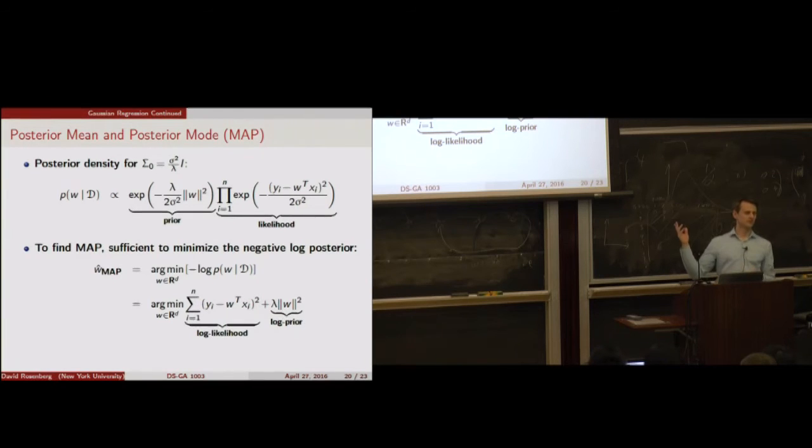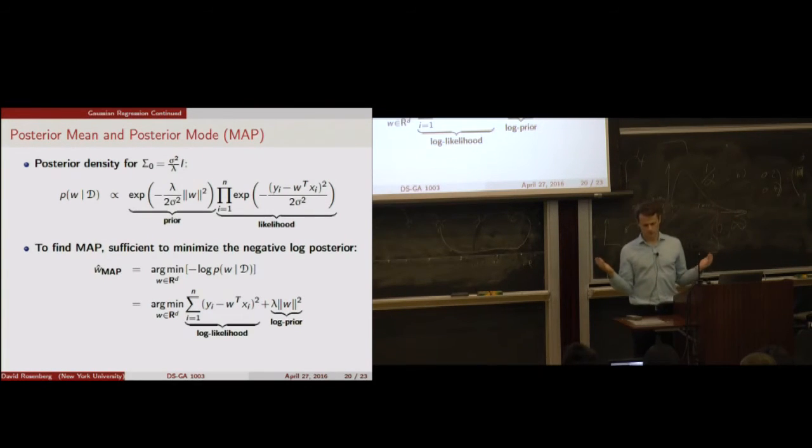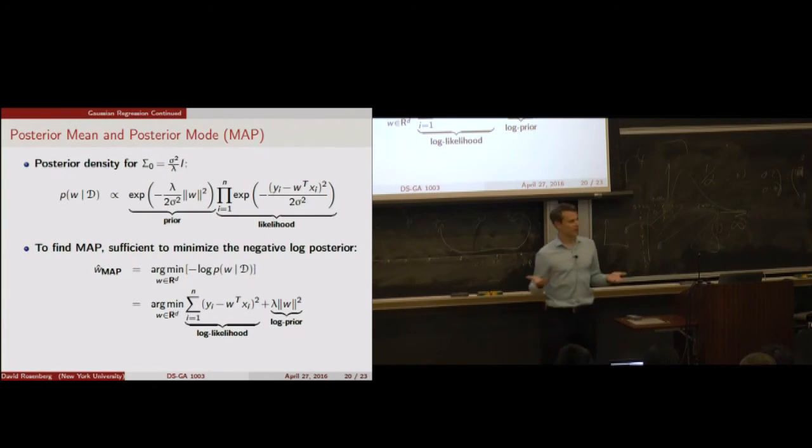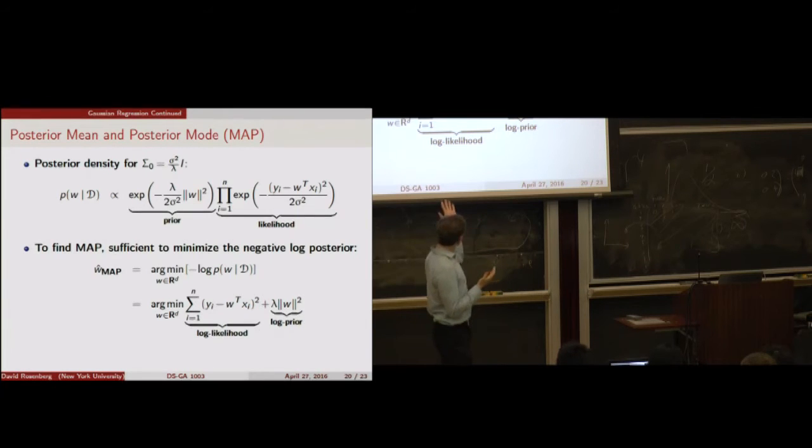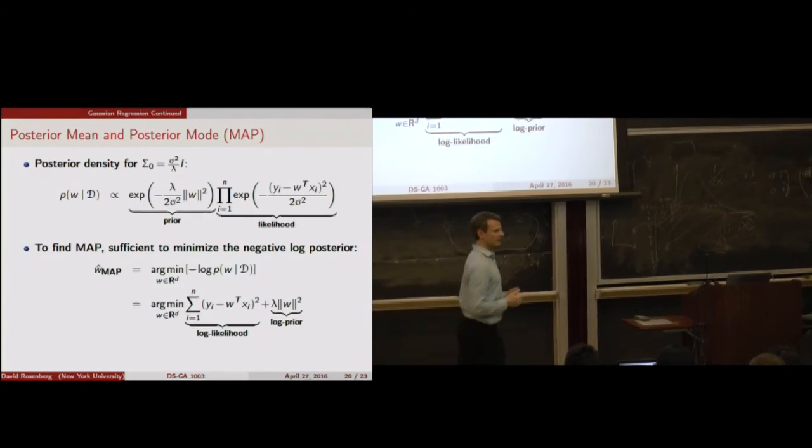One thing that's nice about this, though, is that in this setting, lambda has a very natural interpretation. It represents the variance in our prior. So, we may have a very reasonable idea of what the scale of w should be. And so, looking at this gives us a sense of how to set that regularization parameter.